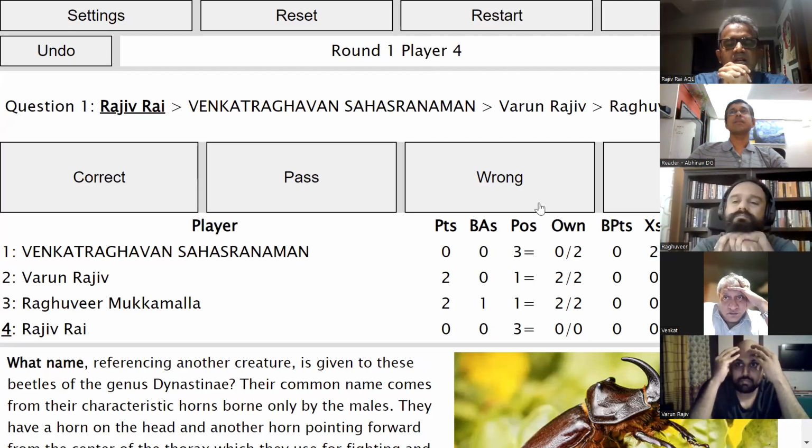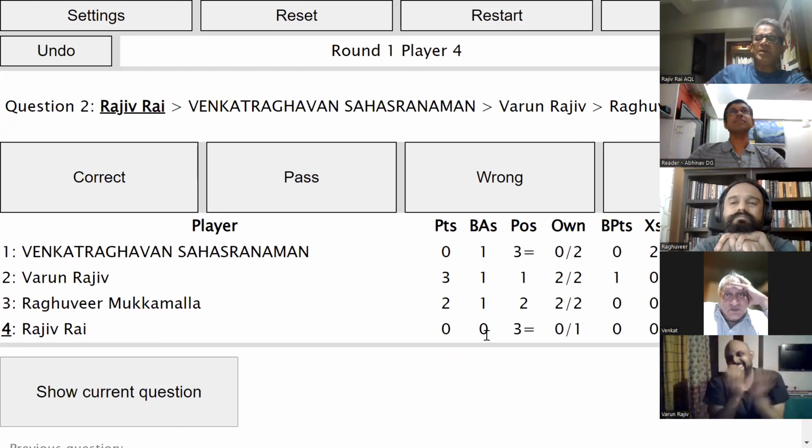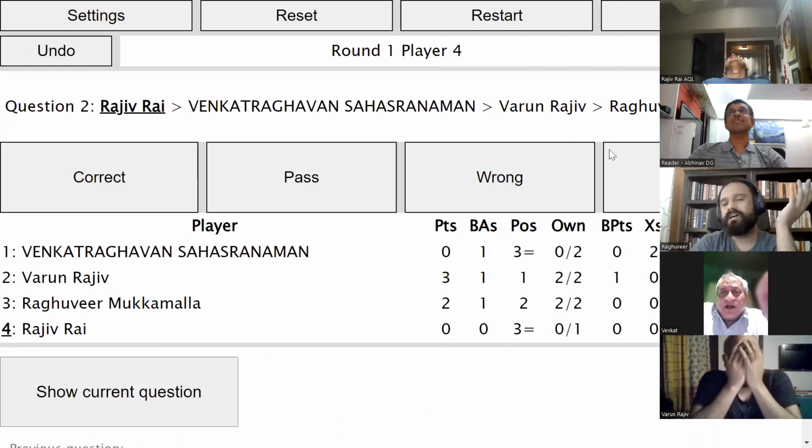The bicornis, a bicorn rhino. Not really. Venkat? Black rhinoceros. No. Varun? Rhinoceros beetle? That's all we needed. This is the rhinoceros beetle. You've already said beetle, yeah.